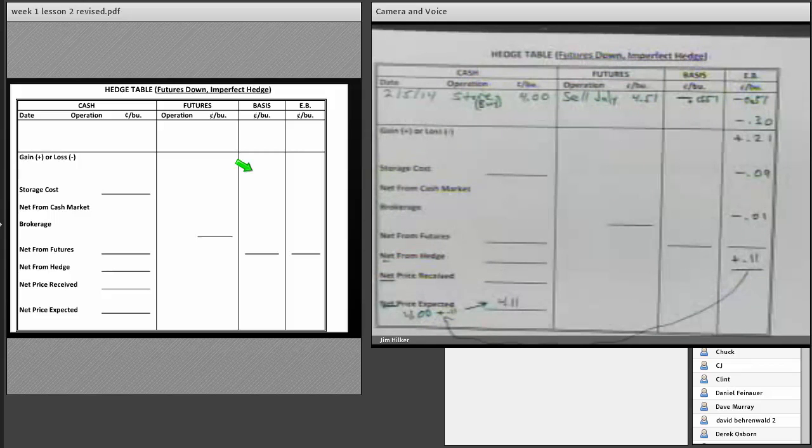The difference here, though, is at this time, when we buy our July futures back, it's $3.95. Remember, we only looked at two: selling cash and hedging. You'll notice it was $4. Now, what happened here? It happened even quicker because you learned the basis.